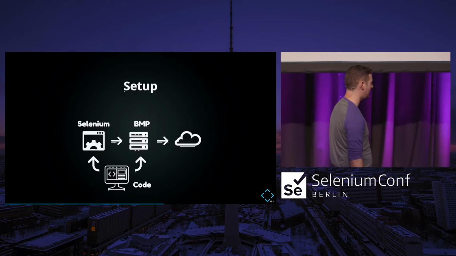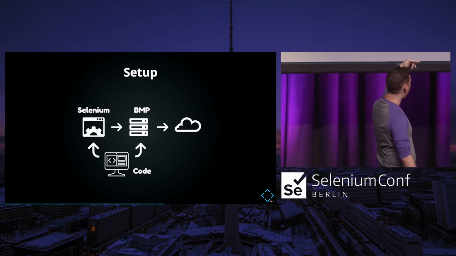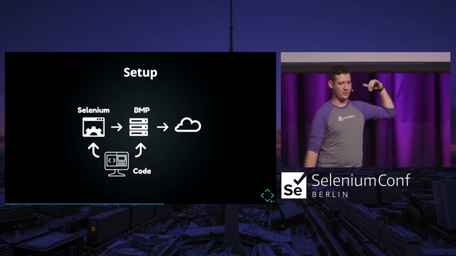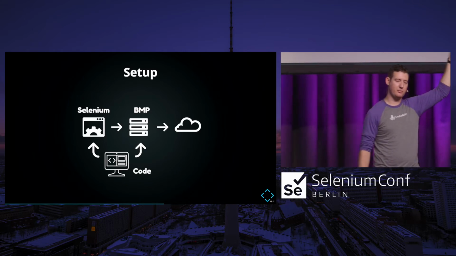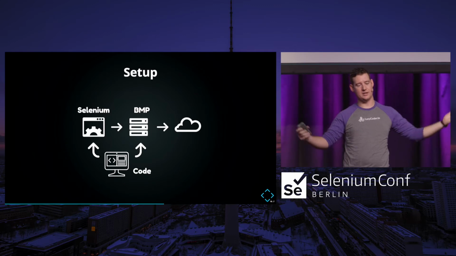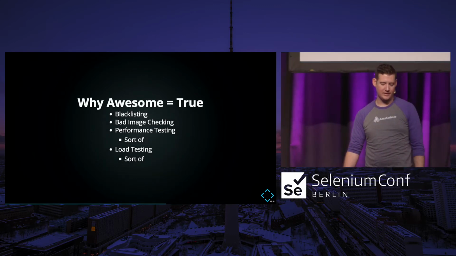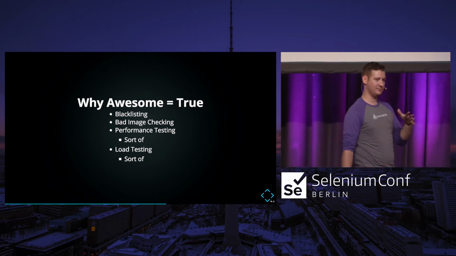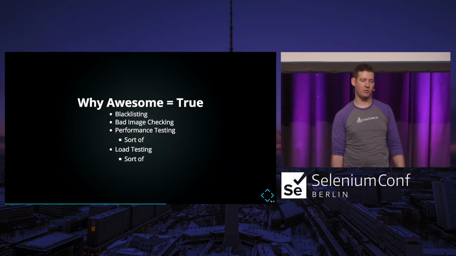It's a browser mod proxy. The browser mod proxy sits between your browser and the internet, and particularly with the browser mod proxy, you control it all through your code. So your code starts up the proxy, starts up your test, goes through the proxy, and you have access to everything. What do we mean everything? Blacklisting, bad image checking, performance testing, sort of, and load testing, sort of. But we can do it all. Anybody want to know more?